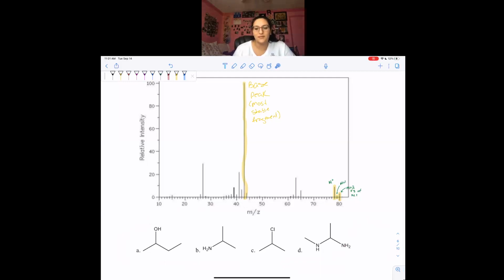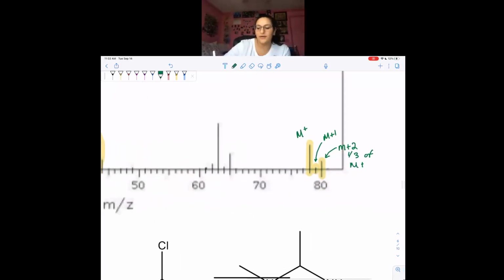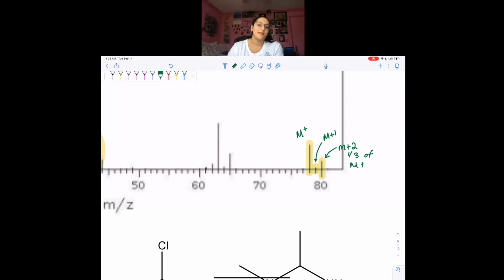But let's just double check, right? 2 of the answer choices have nitrogens in them. So how do we know if there's a nitrogen present? If the M+ peak is at an odd number. Exactly. This is mass spec, and if this guy was at an odd number, we would know that there's an odd number of nitrogens, but it's not.